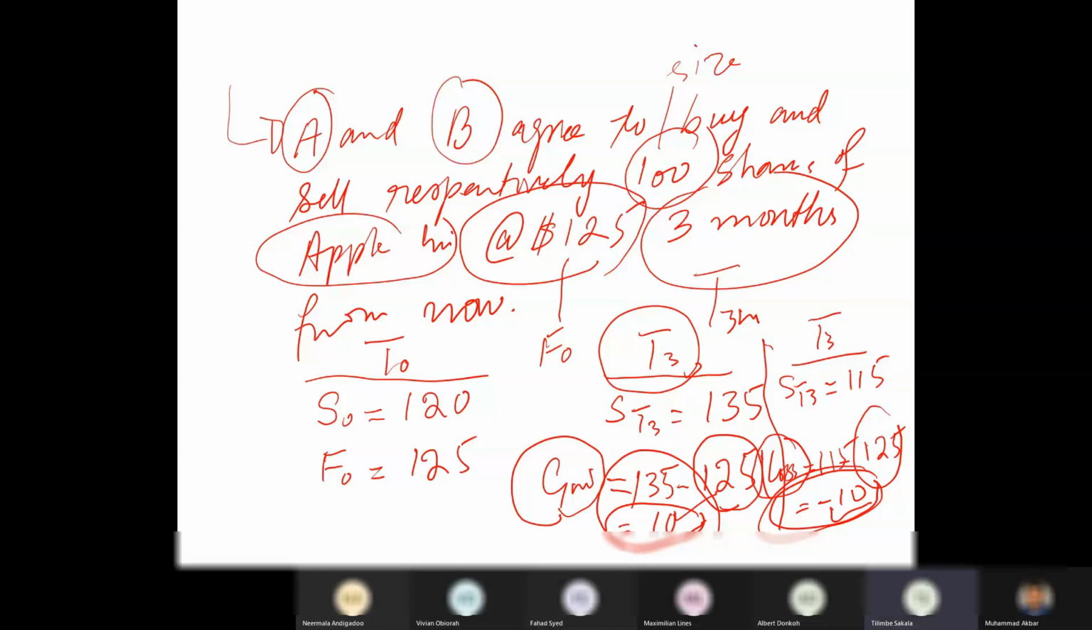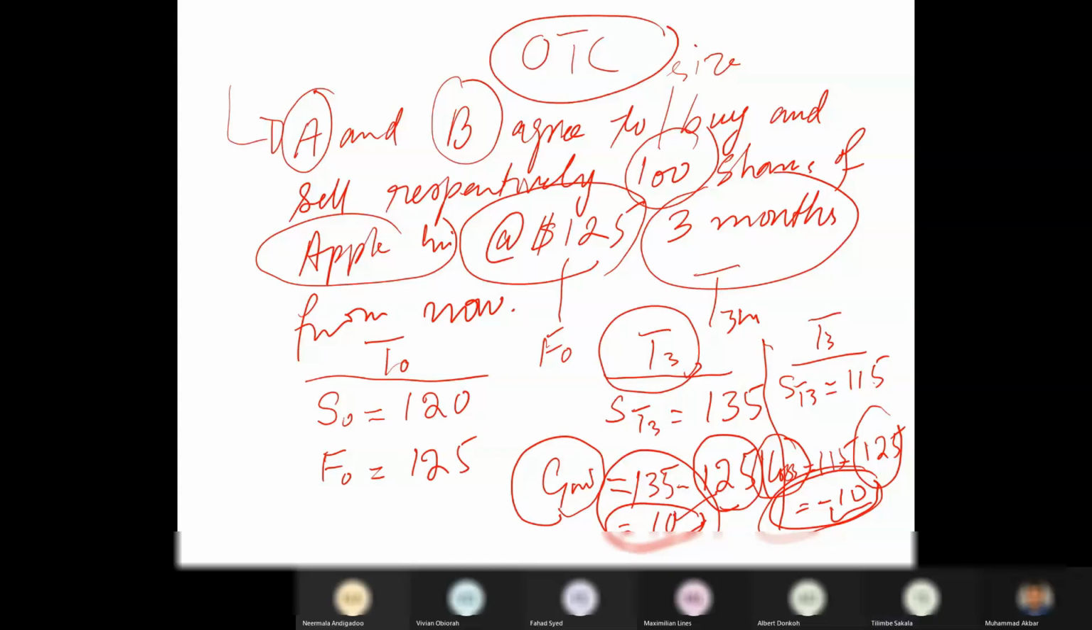No, because it is an OTC market. So one of the risks of the OTC market is credit risk or counterparty risk. If any party defaults, the other party will bear the loss. Let's suppose 3 months later, the stock price goes to 115 and A defaults. Then the loss of B will be 1,000. Is it clear?